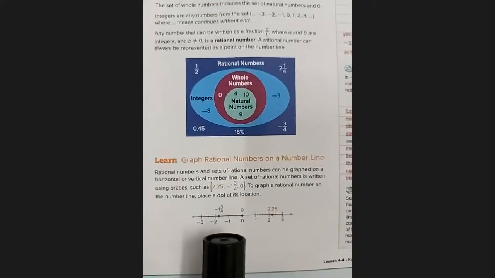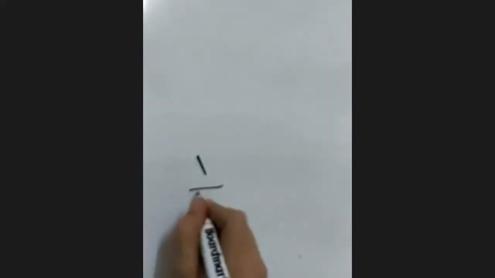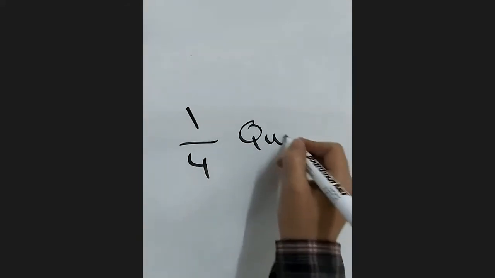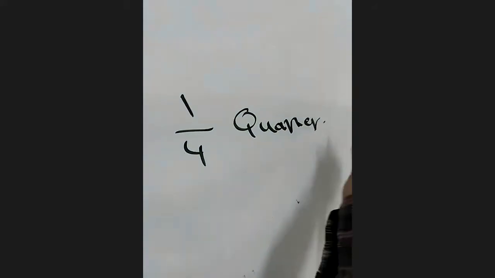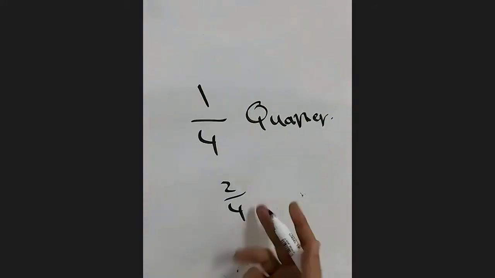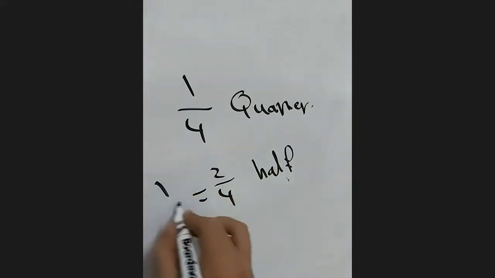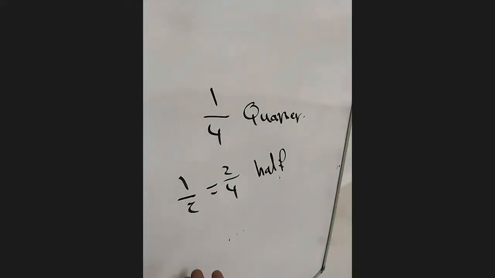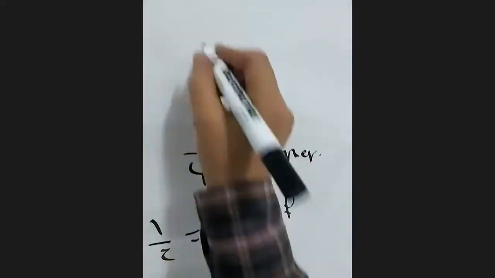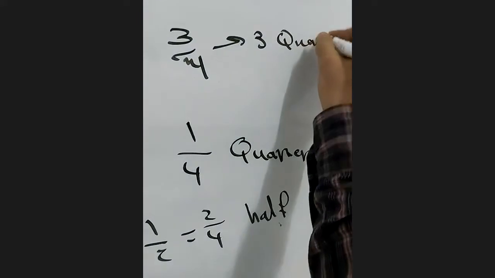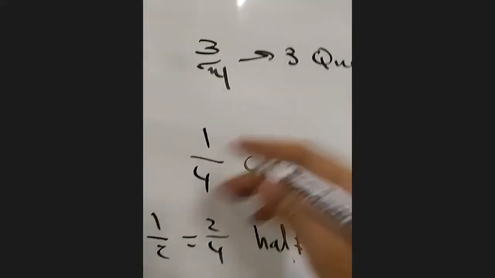3 over 4 means, look, what does 1 over 4 mean? 1 over 4 is a quarter. 2 over 4, 2 quarters, means half, which is 1 over 2 if you simplify it, right? And 3 over 4 is 3 quarters. Look here, guys, all of you. It is after the half, the big line in the middle.